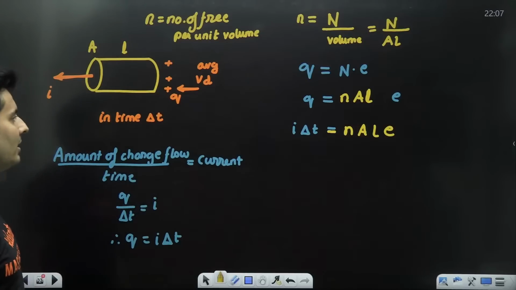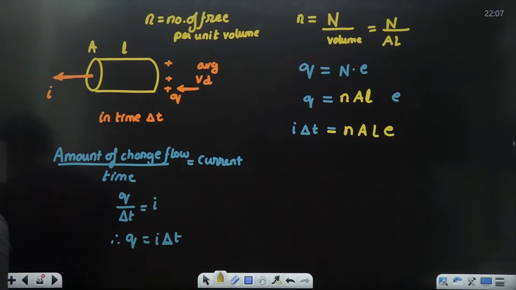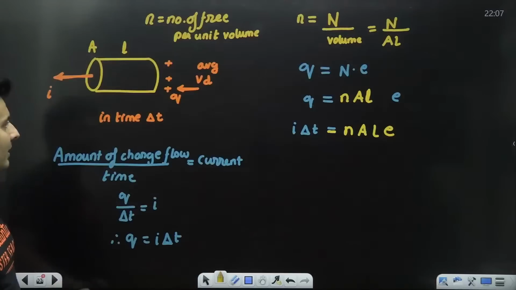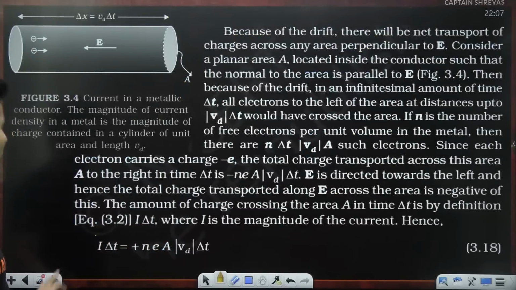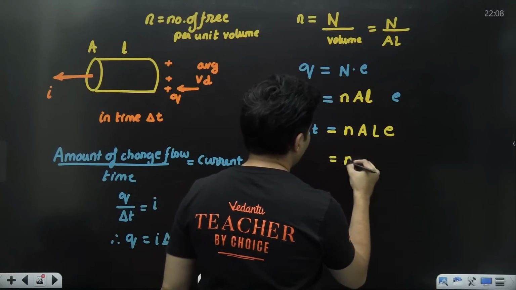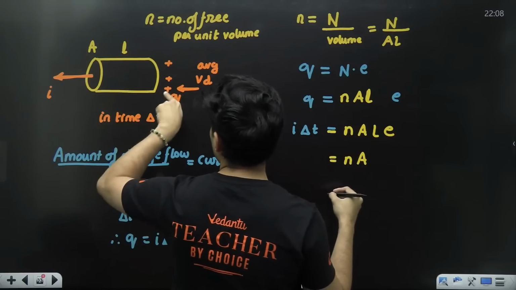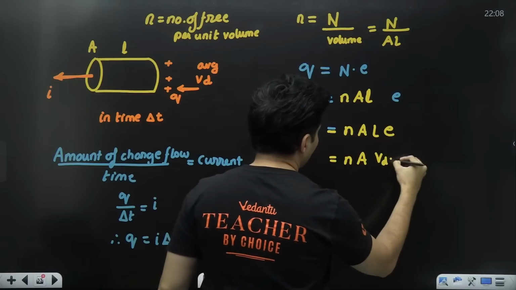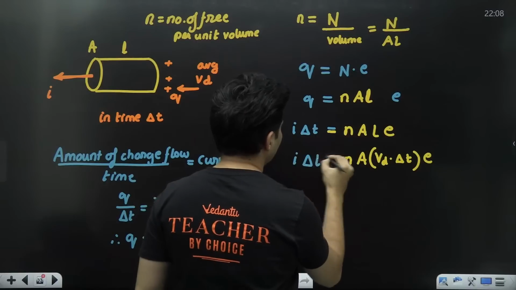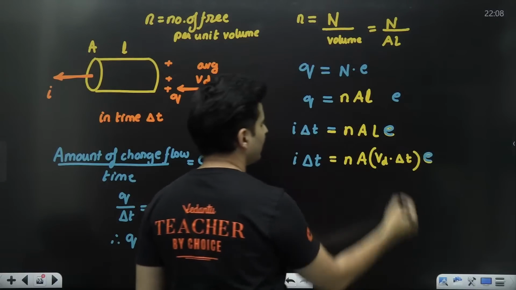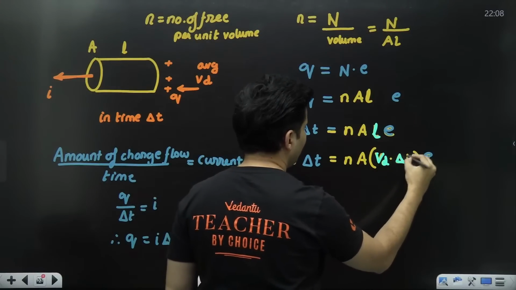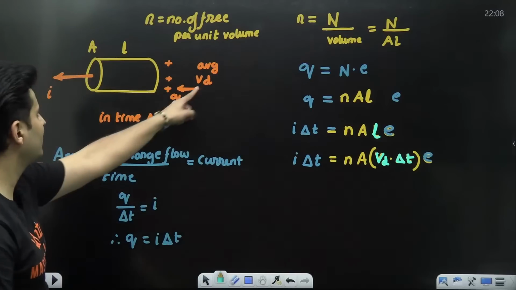Is that absolutely clear, my dear warriors? Everybody till this point clear? That is what they have done in this particular thing. Current into time on this side and NALe. Now what they do later on is that instead of writing length, they write it as speed into time. Speed multiplied by time. That's it. And here on the left hand side, you still have I delta t. This length which is there, they have written down as speed into time.